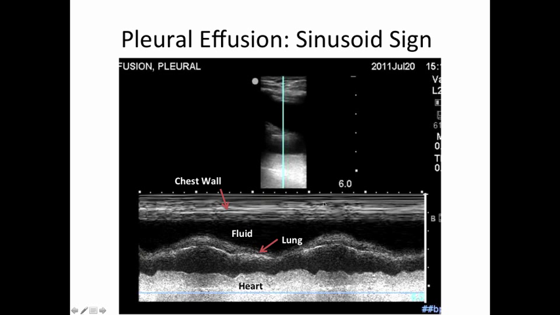If you were to run M mode through the lung, you would see what's called the sinusoid sign. As the fluid is compressing and expanding with each respiration, you see that the atelectatic lung waves in that fluid as well. So it creates this classic sinusoid sign.